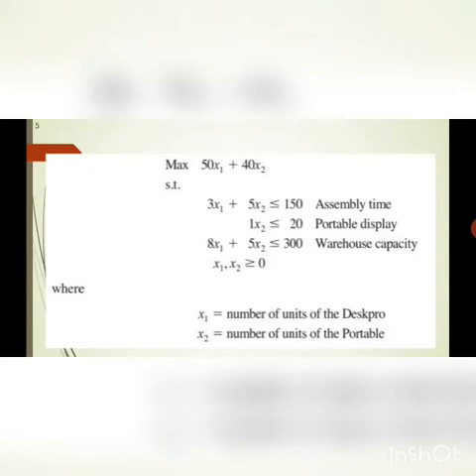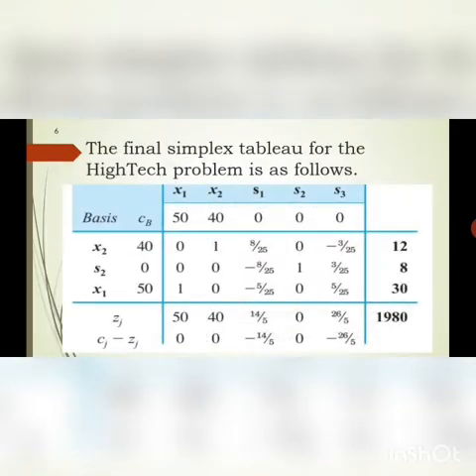And x sub 1, x sub 2 greater than or equal to 0, where x sub 1 is the number of units of the desk pro, and x sub 2 is the number of units of the portable. Sorry for that. So, this is the final simplex tableau for the high-tech problem, as follows.